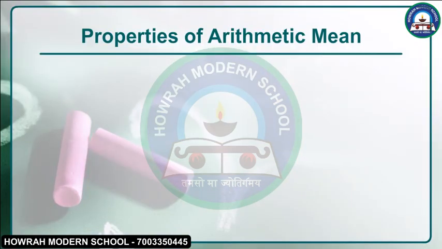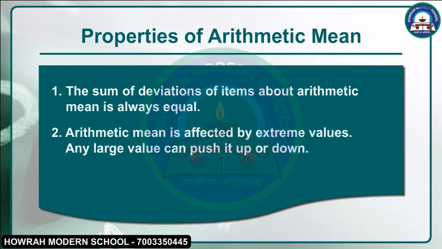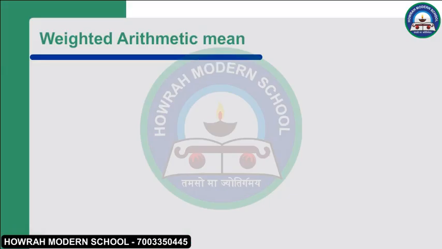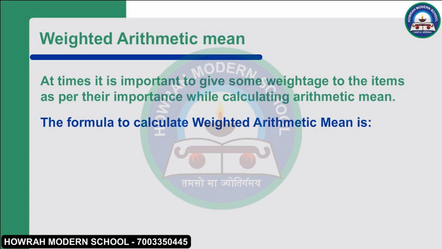Properties of arithmetic mean. 1. The sum of deviations of items about arithmetic mean is always equal to zero. 2. Arithmetic mean is affected by extreme values. Any large value can push it up or down. Weighted arithmetic mean. At times, it is important to give some weightage to the items as per their importance while calculating arithmetic mean. The formula to calculate weighted arithmetic mean is summation wx upon summation w.